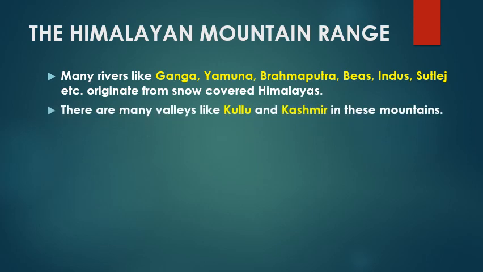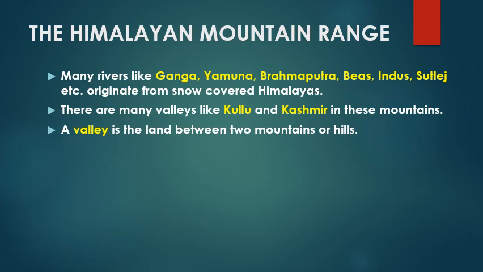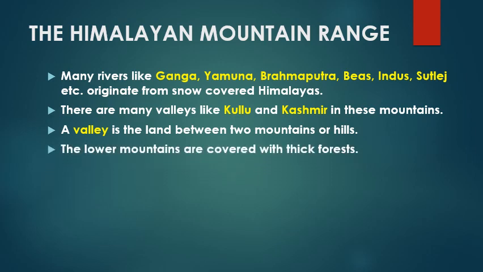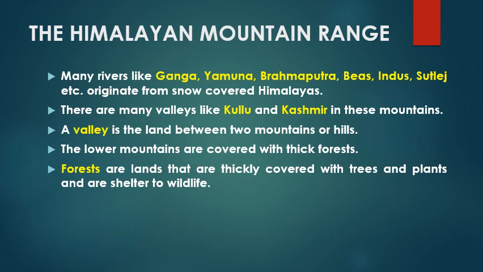There are many valleys like Kullu and Kashmir in these mountains. Now you must be wondering, what is a valley? A valley is the land between two mountains or hills. And the lower mountains are covered with thick forests. And what are forests? Forests are lands that are thickly covered with trees and plants, and these forests are shelter to wildlife.